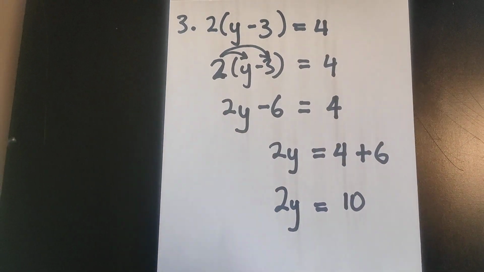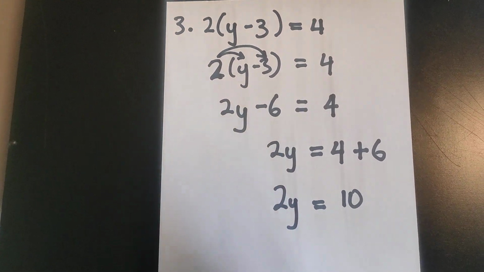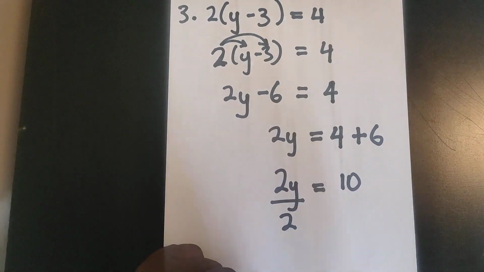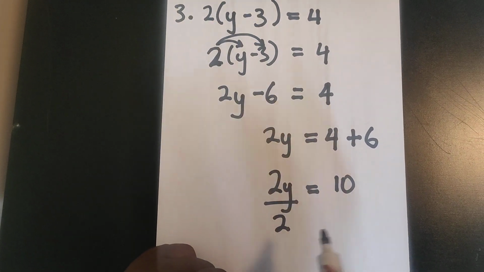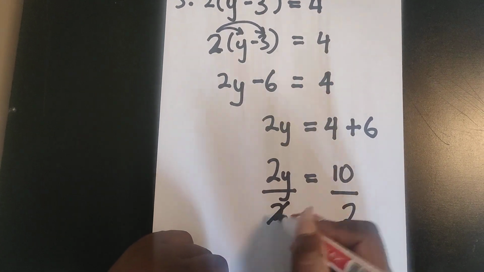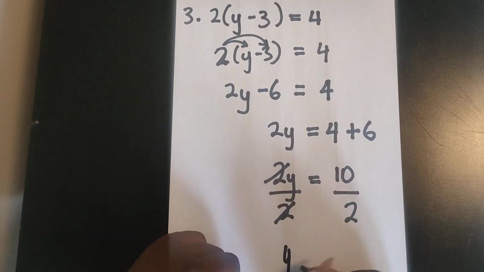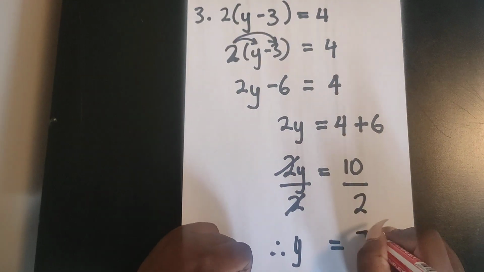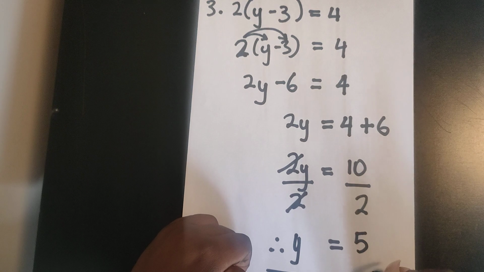And then now we have 2y is equal to 10. But now we want to be left with y. What do we do? We're going to divide each side. What you do on the left hand side must be done on the right hand side. So divide by 2 on both sides. 2 cancels 2. Therefore, y is equal to 10 over 2. It's 5. That is your answer.